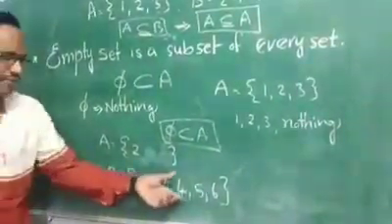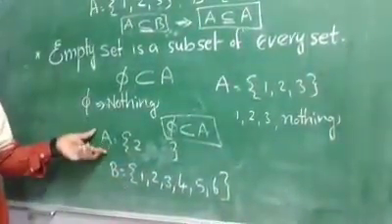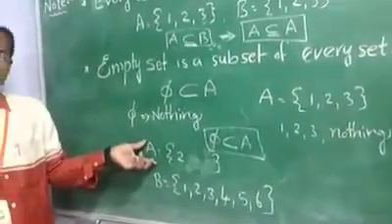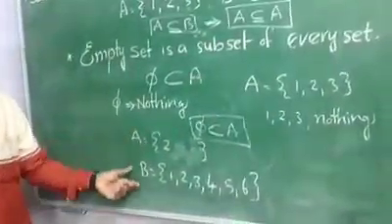Now no element of B is in A. Is there any element which is not in B that is in A? Still it is not there. That means A is a subset of B.